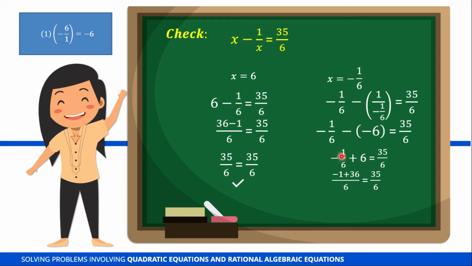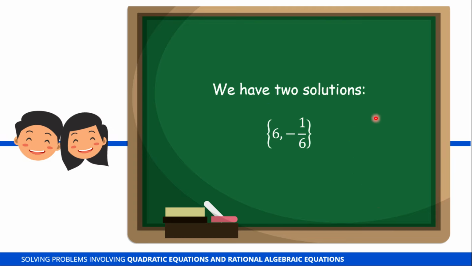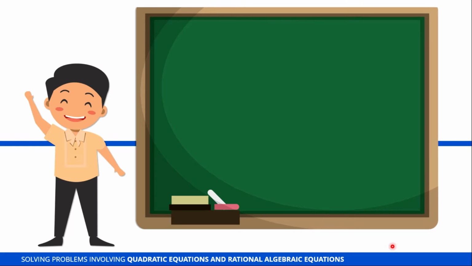And then, negative 1 here times yung denominator na 1. So negative 1. And then 6 times 6, we have 36. Negative 1 plus 36, answer is 35 over 6. So, sakto din siya, equal din siya. Ibig sabihin, ang negative 1 over 6 ay isa rin doon sa number na hinahanap natin sa ating word problem. Ang ating solutions ay 6 or negative 1 over 6. Okay, so for our problem, we have two solutions, 6 or negative 1 over 6.